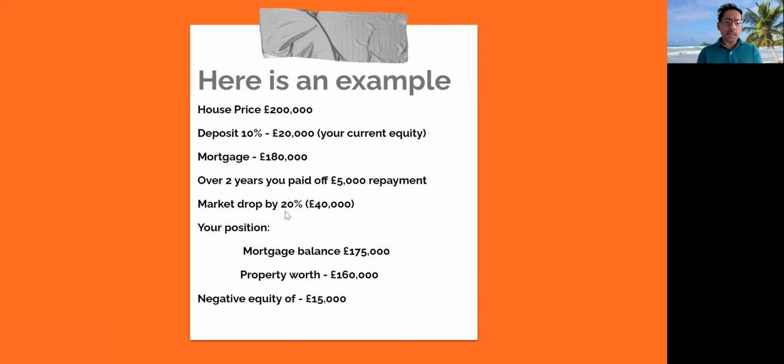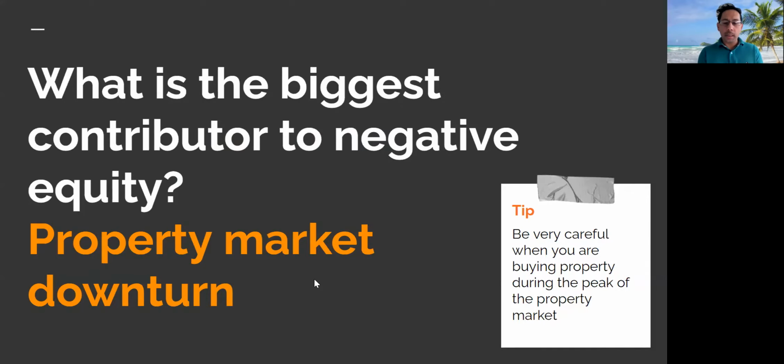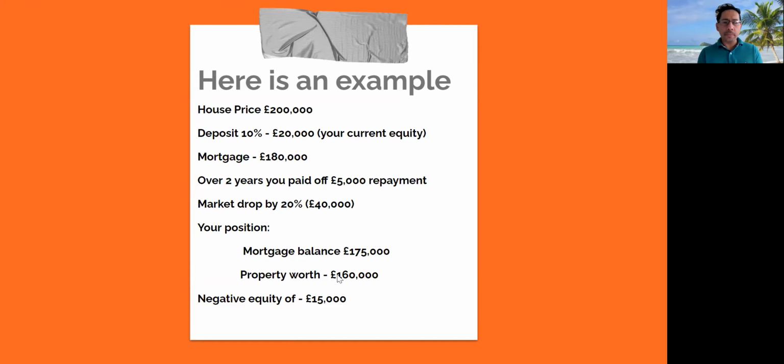Okay, so the market has now gone down by 20%, which is £40,000 less than the original price. So now your property is only worth 160,000. And your remaining mortgage balance is 175,000, because you had 180,000 before and then you paid off about £5,000, which leaves you 175,000 worth of mortgage balance, but your property is only worth 160,000. Which means you are in negative equity of £15,000.